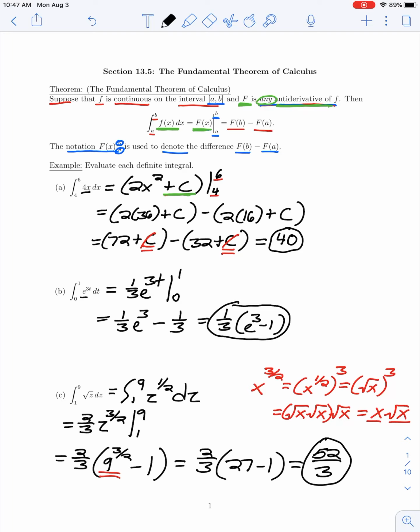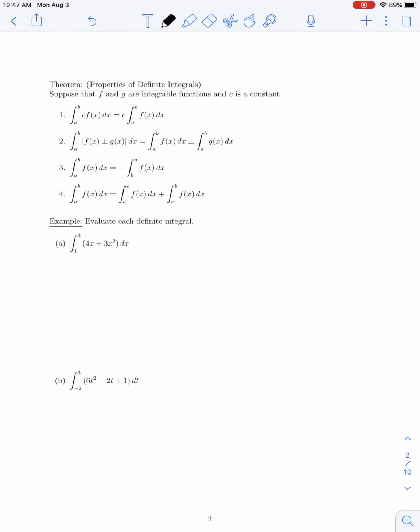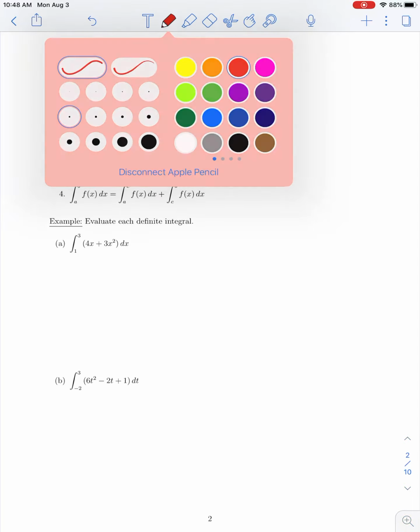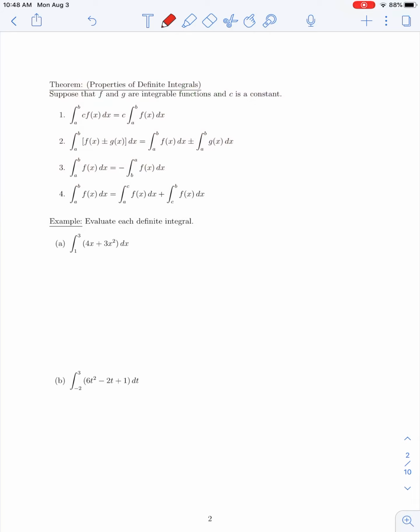Okay. So let's look at some other ones. So these next examples are going to illustrate some properties of definite integrals. Now, the fundamental theorem of calculus says that to evaluate a definite integral, we just need to find an antiderivative of the function that we're integrating. And so all of the properties that we had for indefinite integrals, or for antiderivatives, will also hold for definite integrals. So let's review some of these properties.